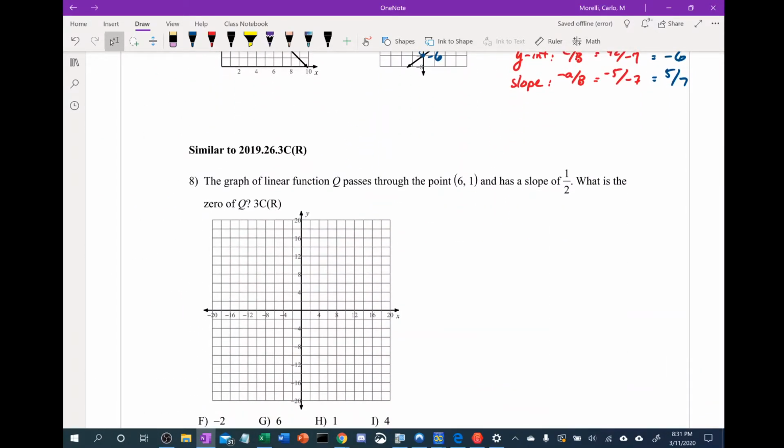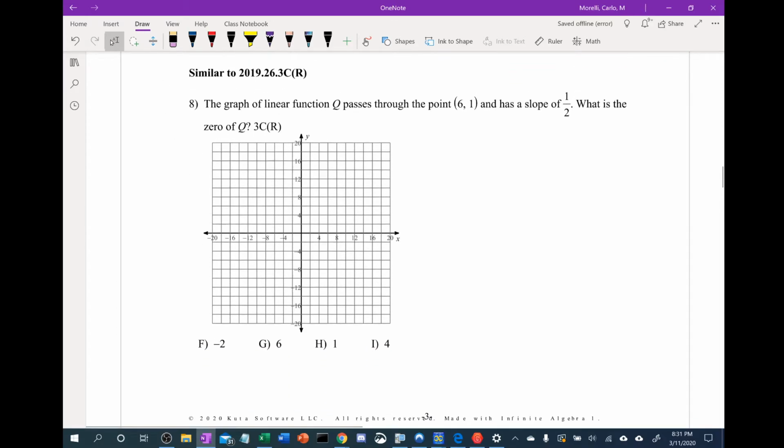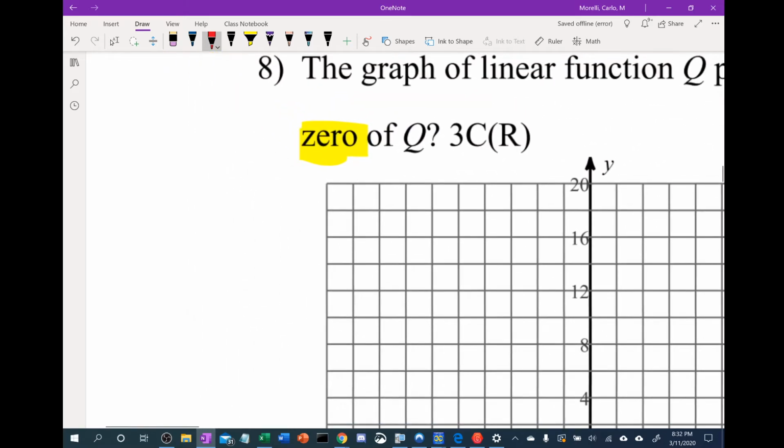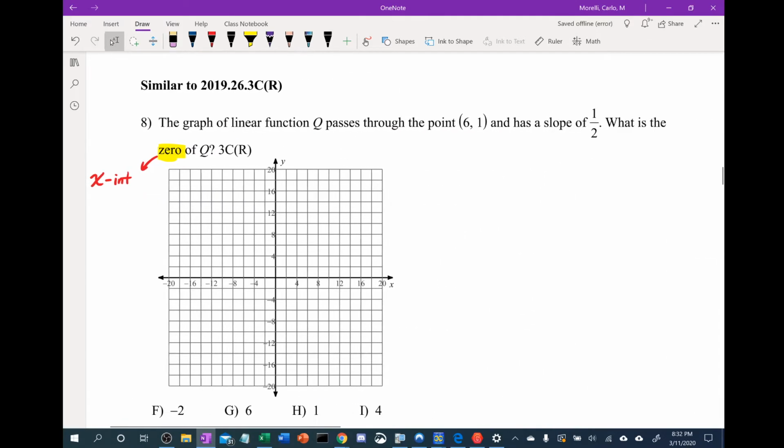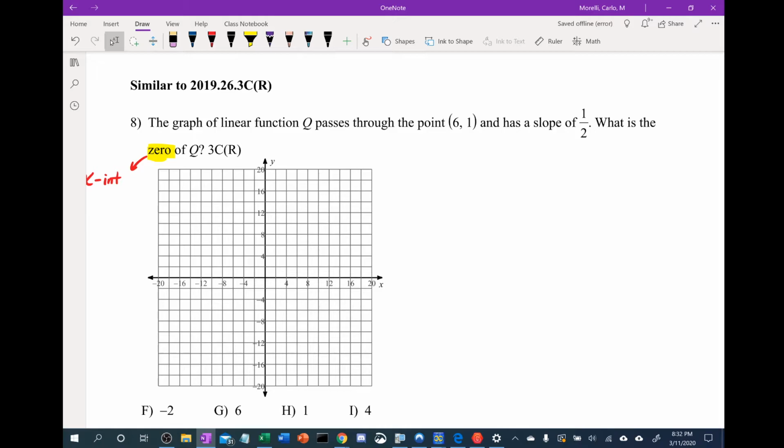Moving on, number 8. The graph of linear function q passes through the point (6, 1) and has a slope of 1/2. What is the 0 of q? The most important word in this whole question is 0. 0 means the x-intercept. Okay, where does it cross the x-axis? That's the question. Well, how would you figure it out? There's two ways, and I'll show both.